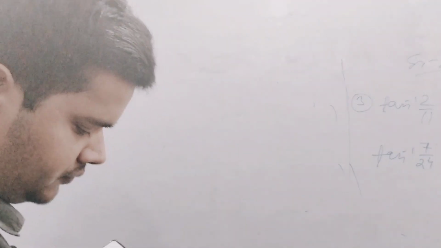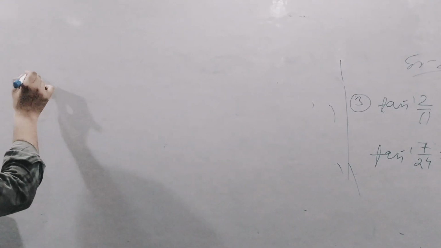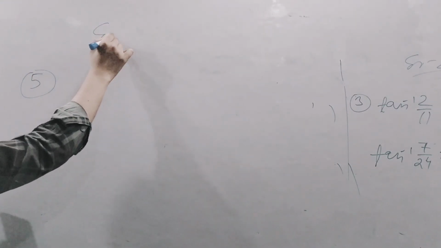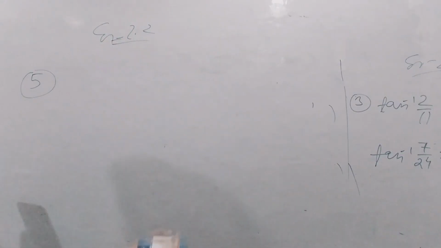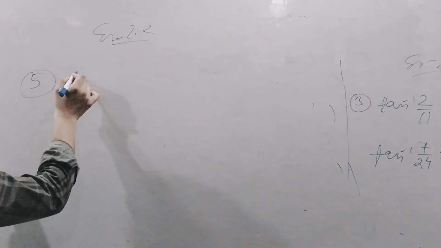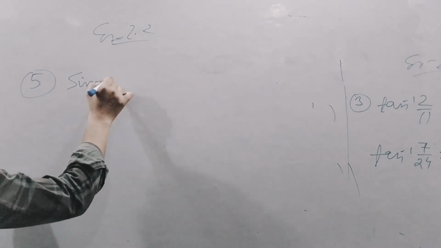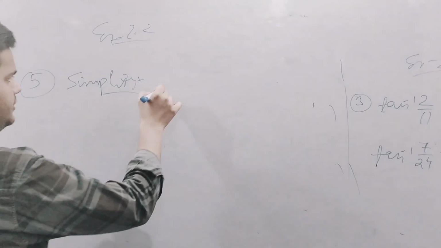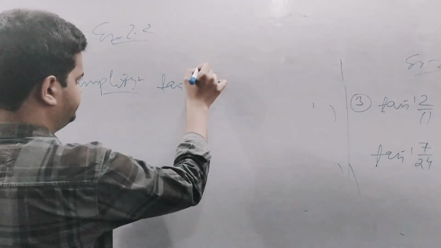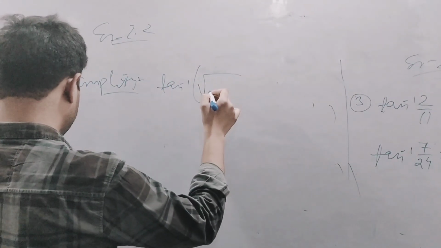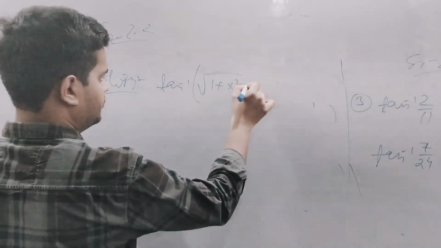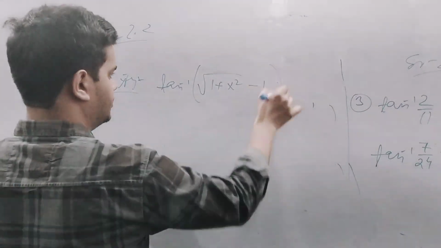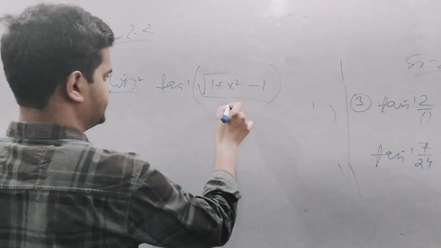Now, moving forward, this is exercise 2.2. Now, question number 5 is simplify tan inverse root 1 plus x square minus 1 by x.